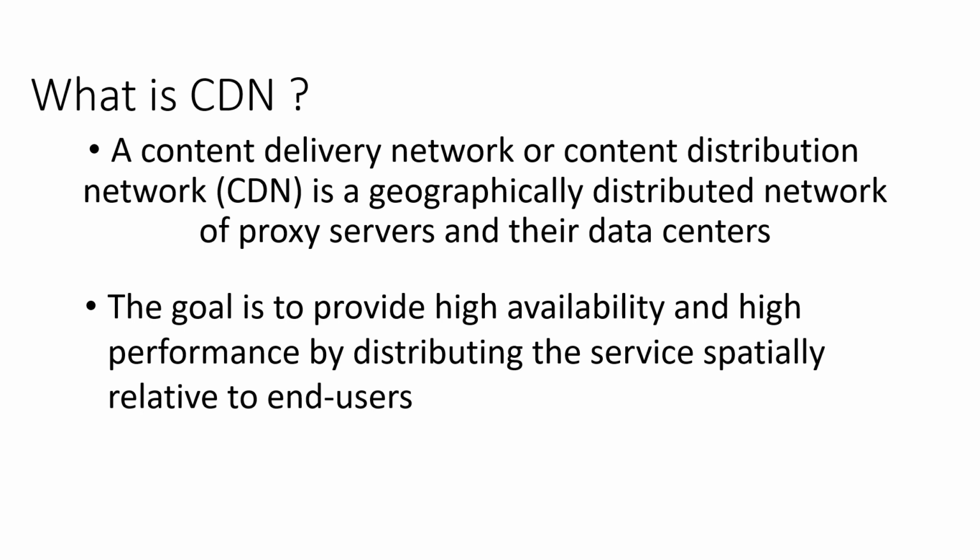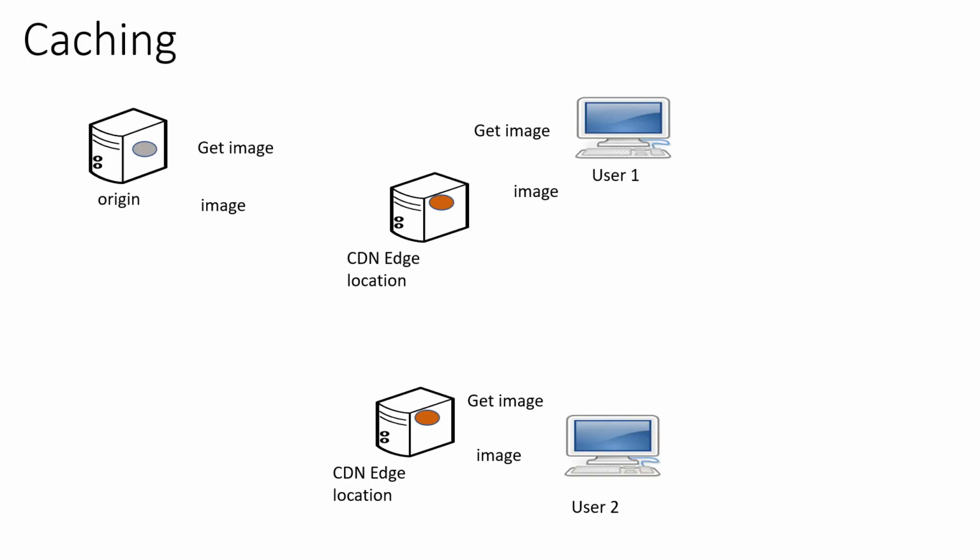So, to summarize, a CDN, a content delivery network or content distribution network, is a geographically distributed network of proxy servers and their data centers. The goal is to provide high availability and high performance by distributing the service spatially relative to the end user. Now, we will discuss how caching works in CDN.